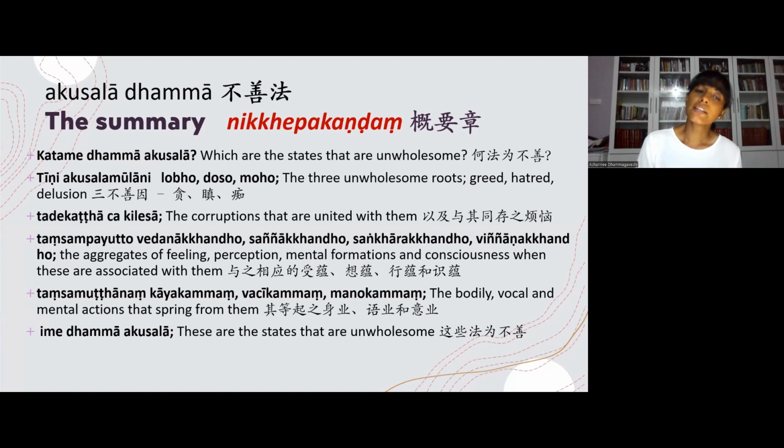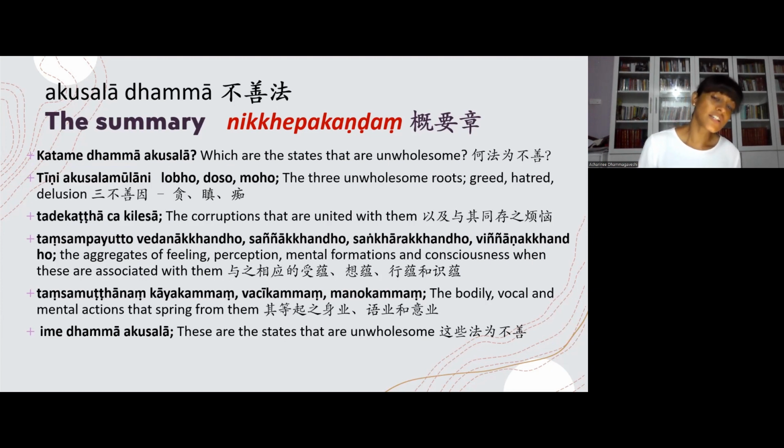Now, as we mentioned earlier, these lobha dosa moha, or these corruptions, which are again mental factors, do not arise on their own. They arise together with other chitta cetasika, consciousness and mental factors. And these are what is given under these aggregates. Vedana khandha is the aggregate of feeling, sanya, perception, sankhara, mental formations, and vijnana, consciousness. So these are the 4 aggregates which these lobha dosa moha as well as these corruptions are associated with.